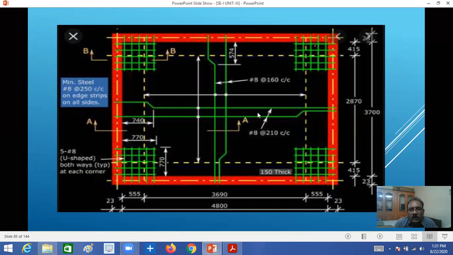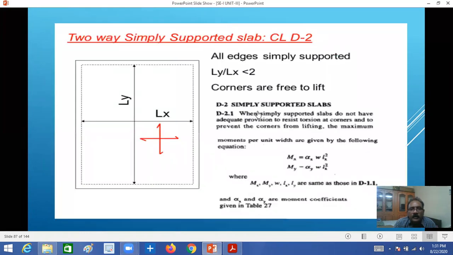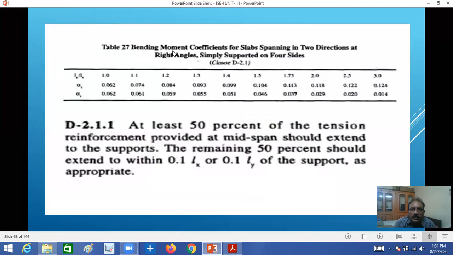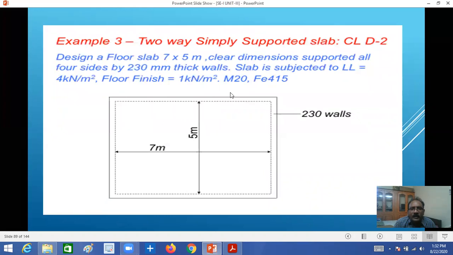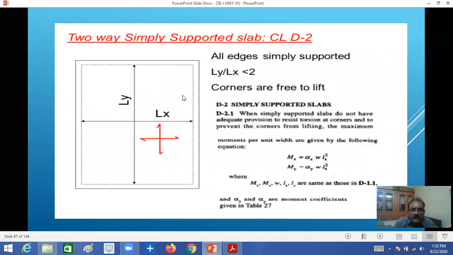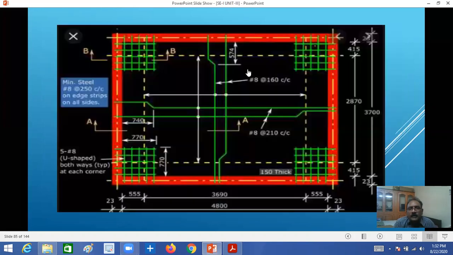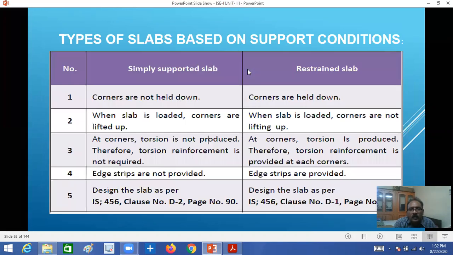This is an example of a two-way slab where lift is there, right? This is how to design a two-way simply supported slab. Here from the table you have to calculate alpha x, alpha y, and then calculate Mx and My. As discussed, Mx equals alpha x w Lx square and My equals alpha y w Ly square. So in this way we calculate Mx and My, right? From these tables we'll calculate and design as per the design codes.